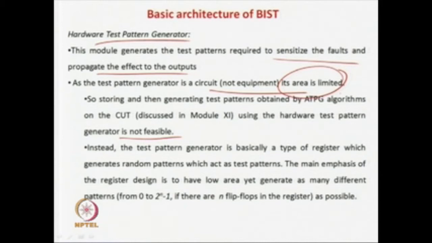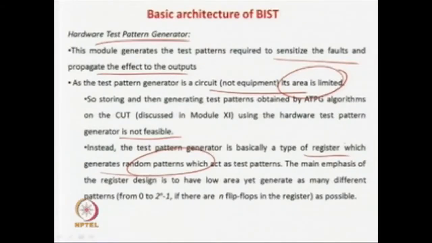Instead, the test pattern generator that we will see today is basically a type of register which generates random patterns. It is not a specific pattern generator, where you say that I require 0001, then 1110, then 0111, then 1111, these are the 4 patterns I require, and for that you build a circuit. It is very difficult to do that because the area overhead will be very high. So what we do in this case is use something called a random test pattern generation register. It will generate all patterns randomly, with a very small area overhead, as we will see. It will start generating lots of random patterns.